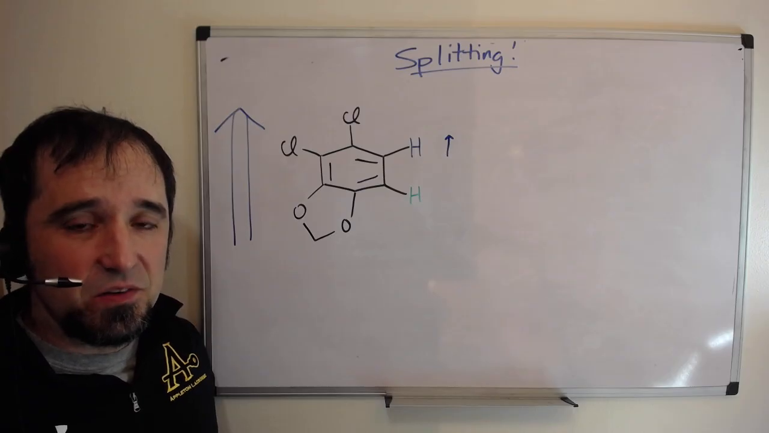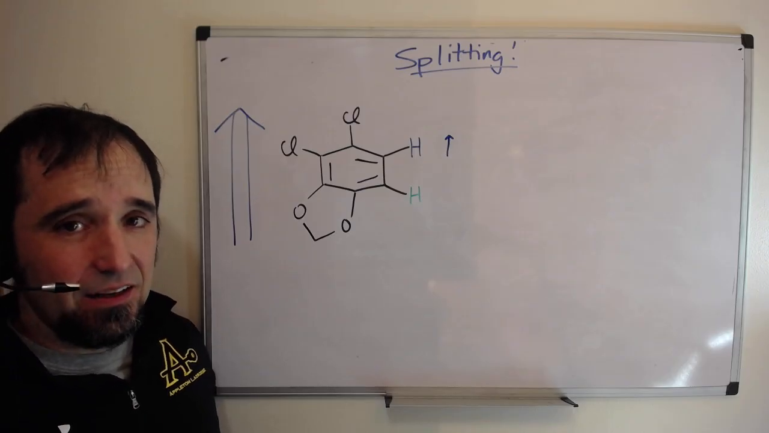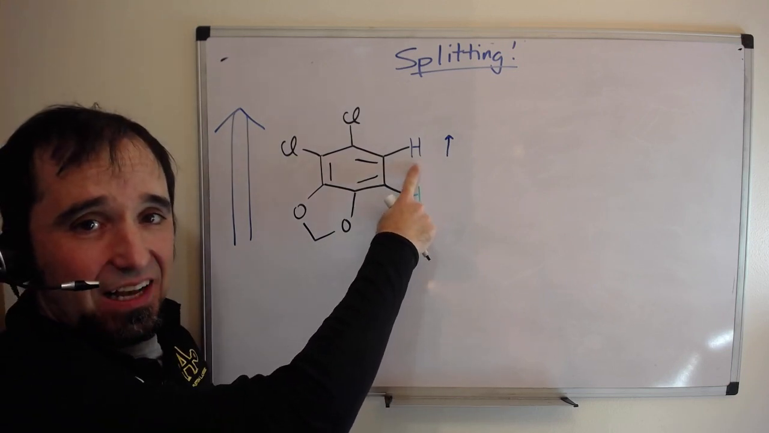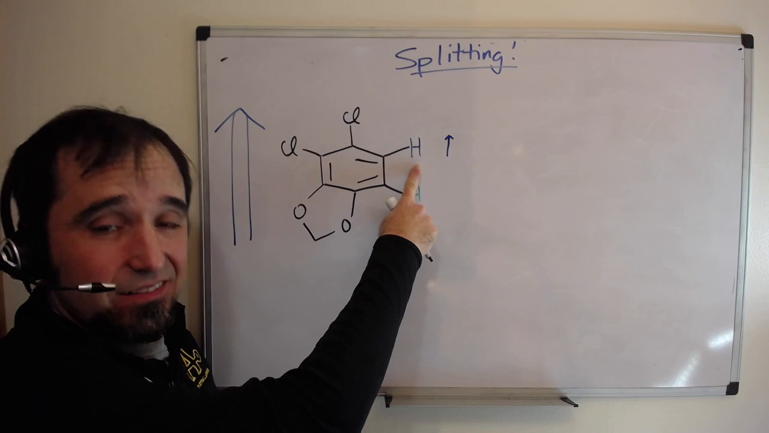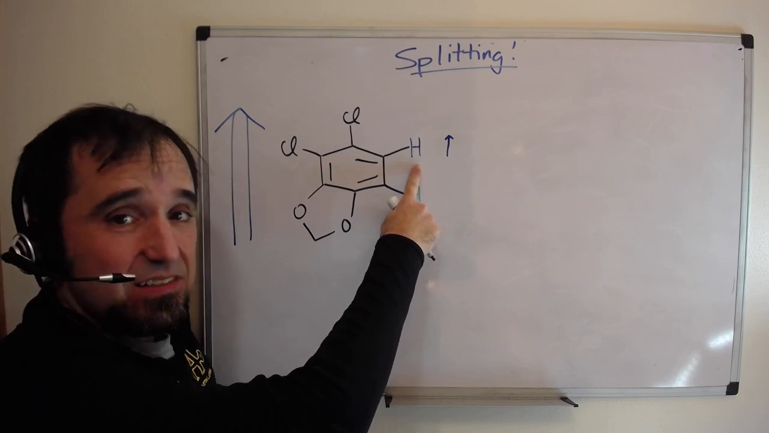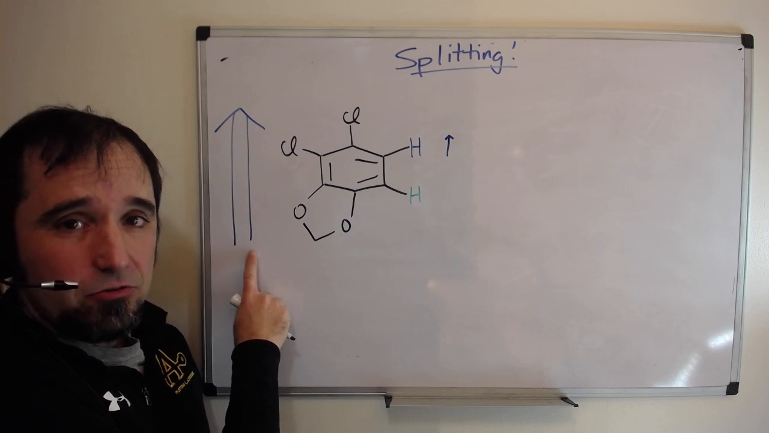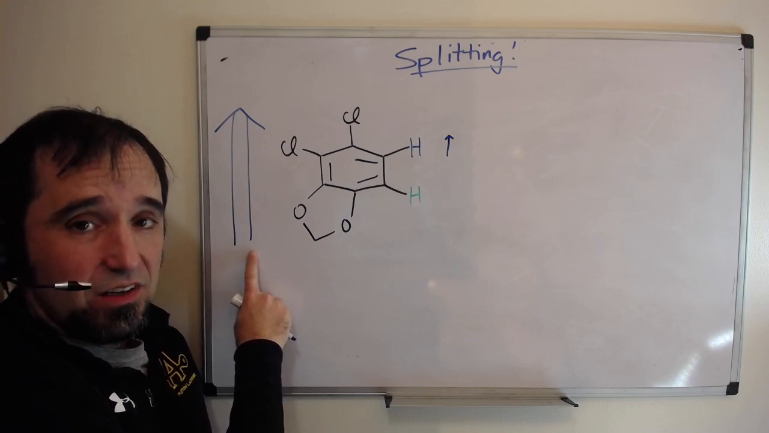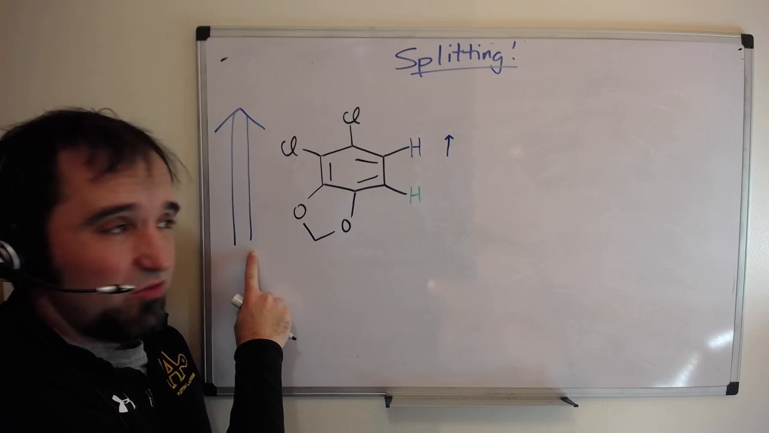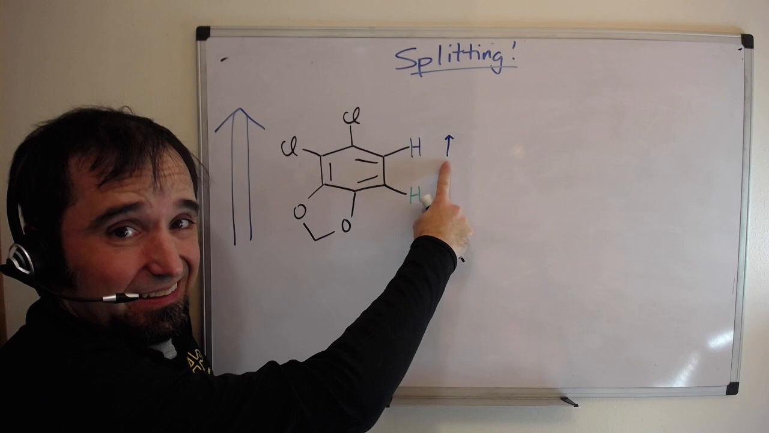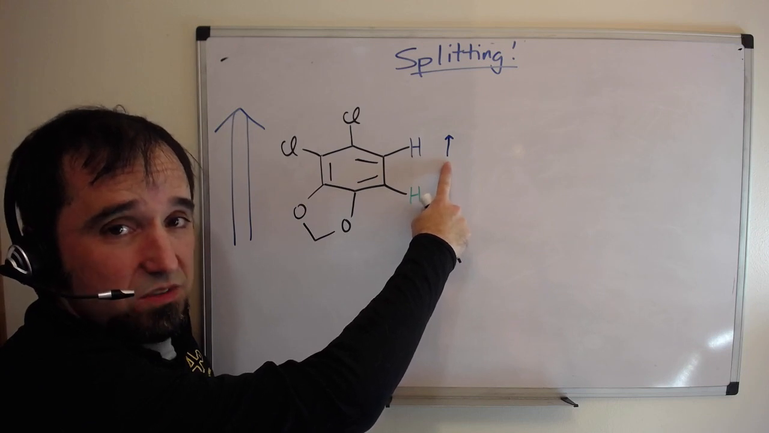Now let's talk about splitting. So again, let me set the scene. There's a little proton here, a little nucleus with a little spin, and that spin is now here aligned with this big magnetic field, right? And so the question is, how much magnetic force does that little hydrogen, that little bar magnet, I like to think of it, feel? What force does it feel?